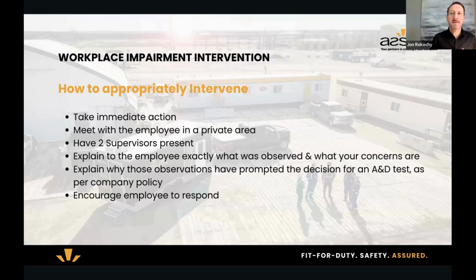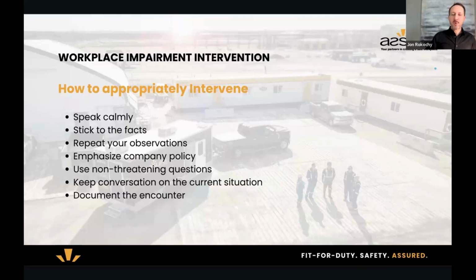And it's also an opportunity for you to have a conversation with them and to get clear on what are we dealing with here and what are our next steps going to be. So you want them to respond. What works in these situations is to speak calmly, to stick to the facts.